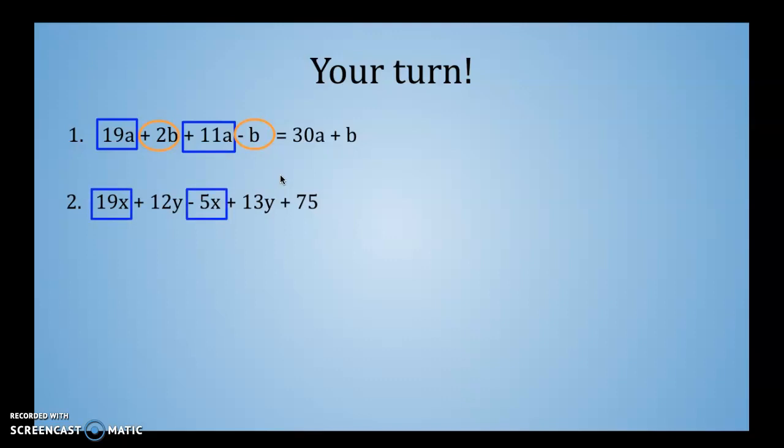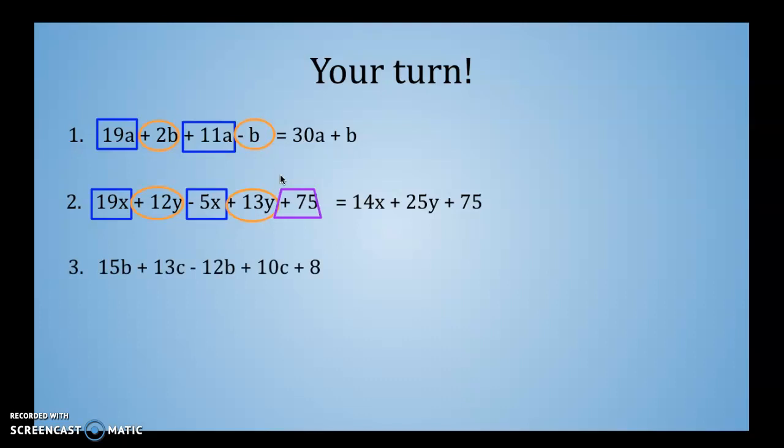So 19x minus 5x, that gives us 14x, I believe, right? And then we have 12y plus 13y. Well, that's going to be 25y. And our 75. So 14x plus 25y plus our 75. Awesome. Number 3, I don't know why I said 13, sorry.